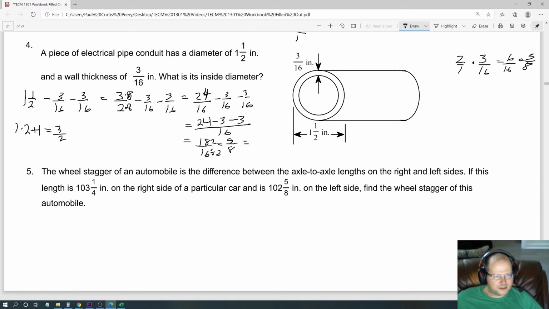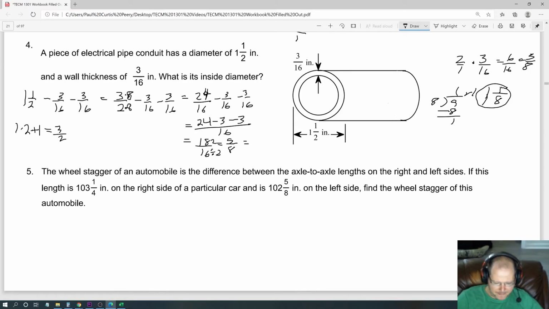And then what we can do is simplify that. So we can say, well, 9 divided by 8, 1 times 8 is 8. 9 minus 8 is 1, with a remainder of 1, gives me 1 and 1/8. So it looks like the inside diameter is 1 and 1/8.